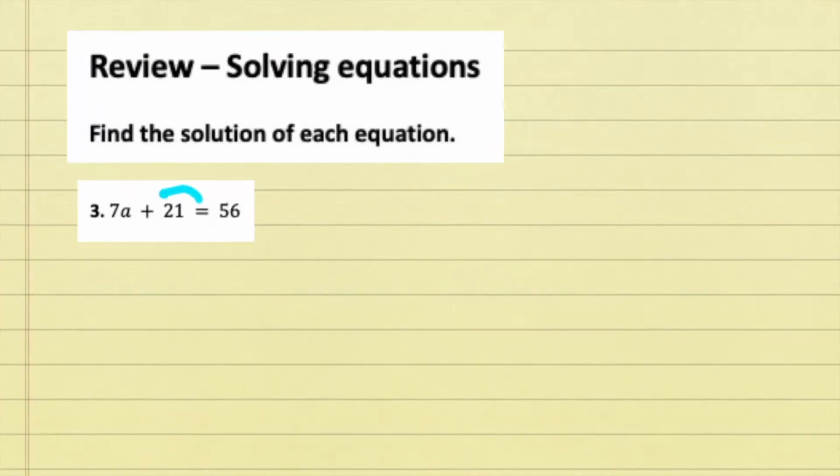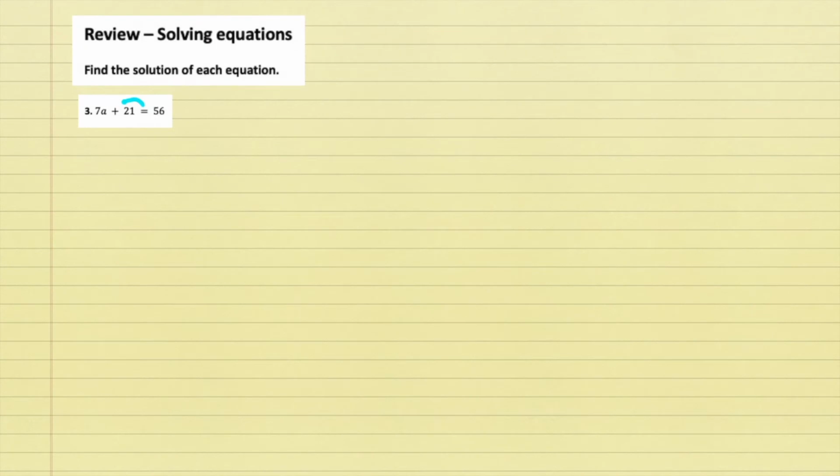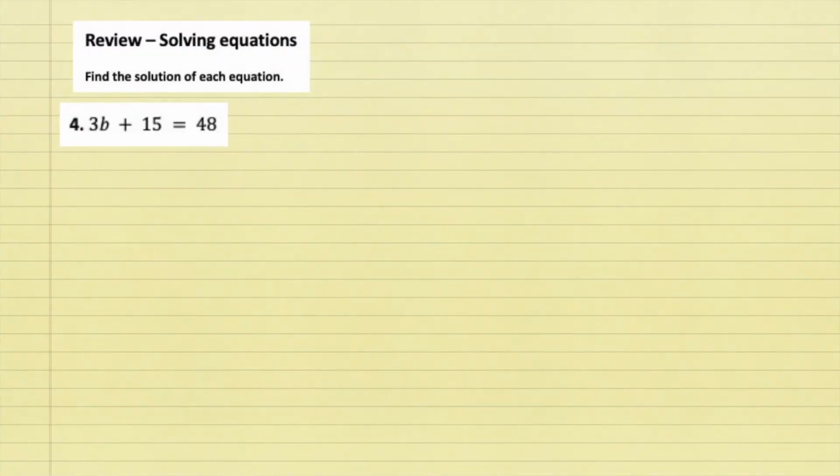Sorry, that's my dog. And so we want to subtract 21 from both sides. So the 21's cancel. And we want to take 56 minus 21, which should be 35. So that's subtracting 21 to both sides. Remember, you want to add and subtract first. And then the next step, and I'll switch up colors here, is we want to divide by the 7. So your A should be 5. All right, so let's move on to the next one. We're moving on to number 4 here.